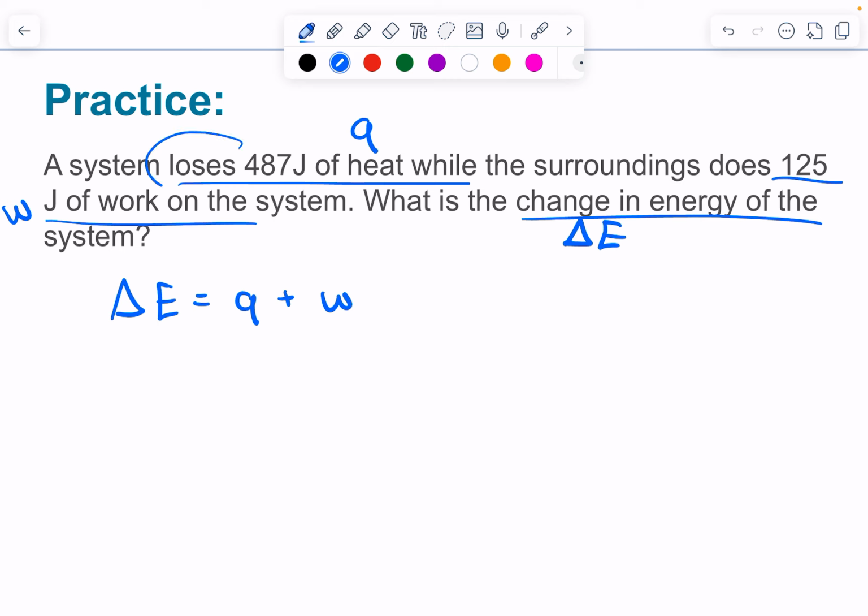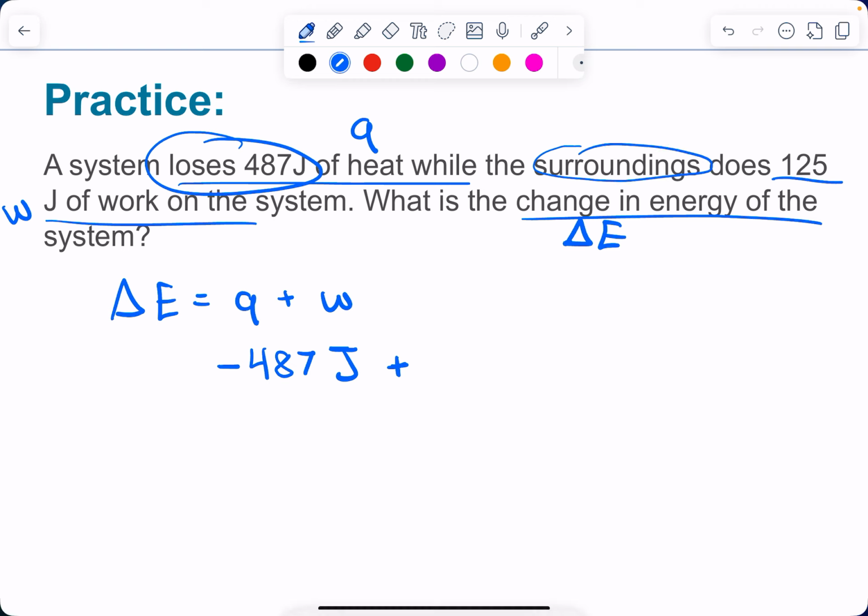The system loses 487 joules of heat. That means this is negative 487 joules. The system lost that heat. It left the system. So negative 487 joules plus, and then let's look at what work is. While the surroundings, key point, the surroundings does 125.